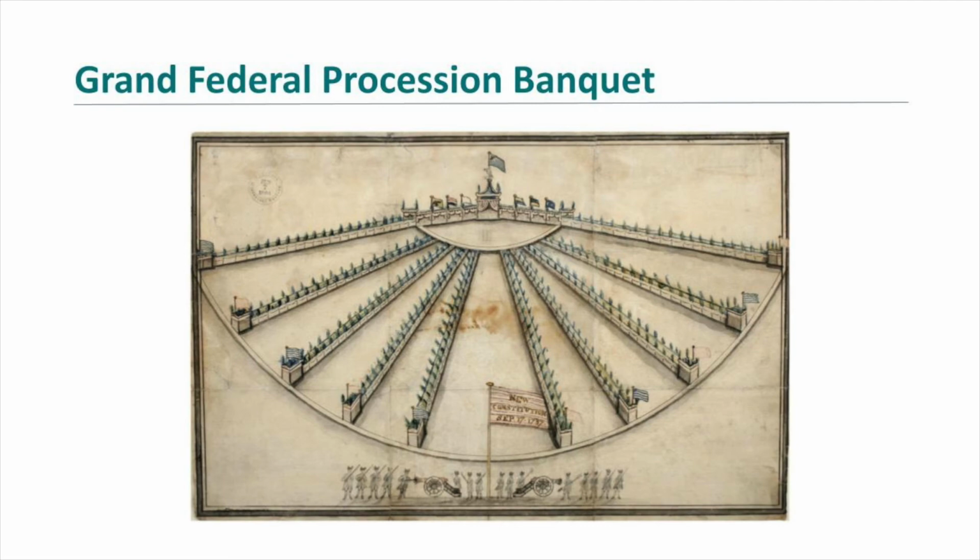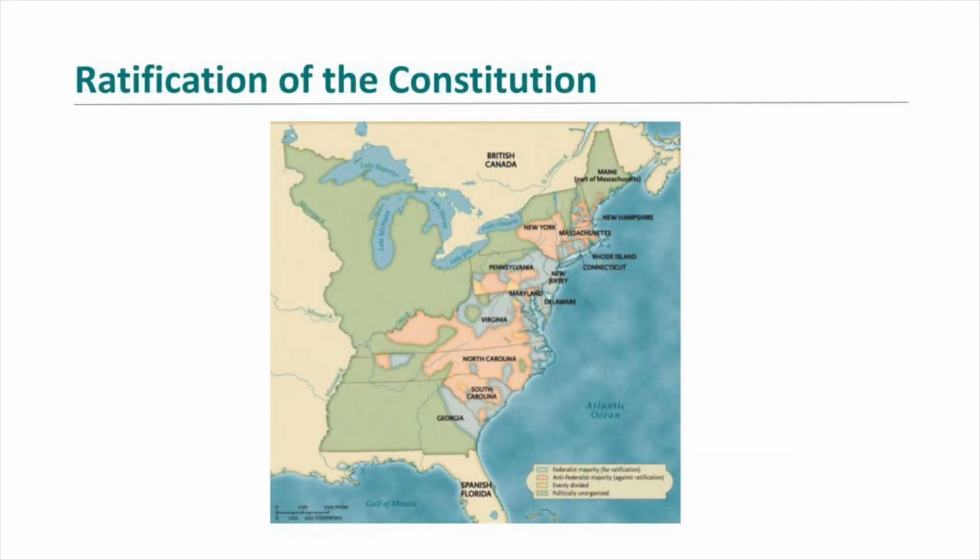And this is a map of the ratification of the Constitution. Federalists who supported the Constitution obviously tended to be concentrated in the cities and nearby rural areas, while backcountry farmers were more likely to oppose the new frame of government.